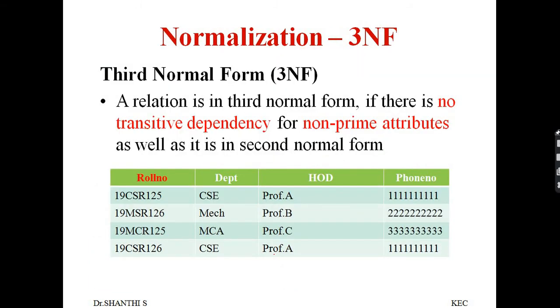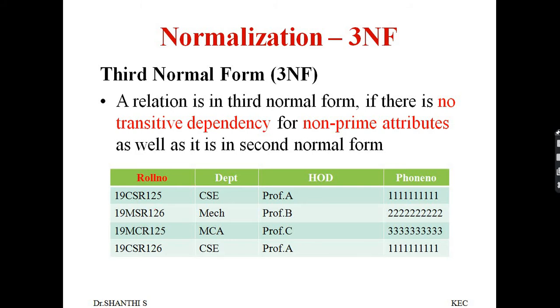Then what is third normal form? A relation is in third normal form if there is no transitive dependency for non-prime attributes and it is in second normal form. What is a non-prime attribute? An attribute that does not occur in any candidate key is called a non-prime attribute.